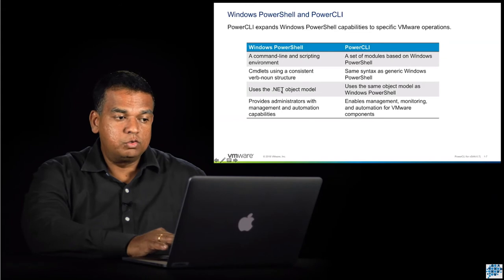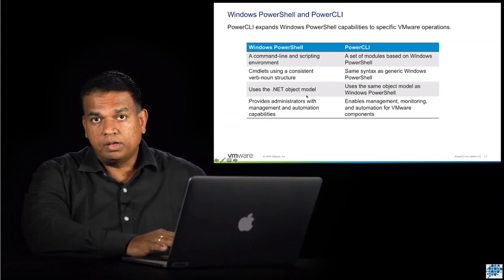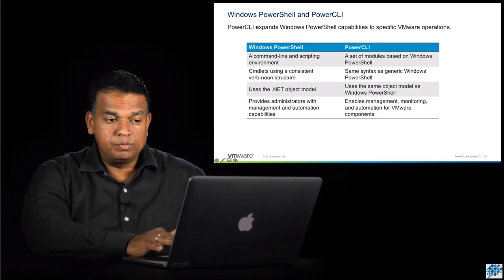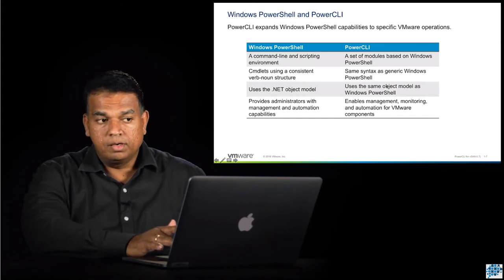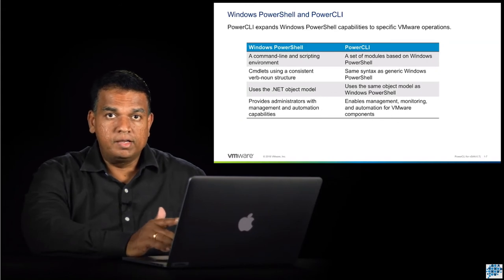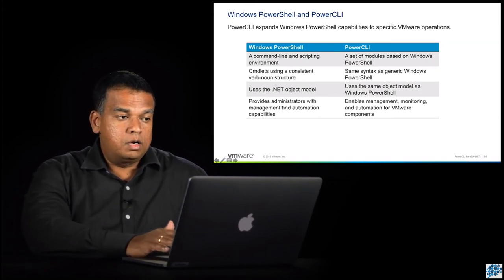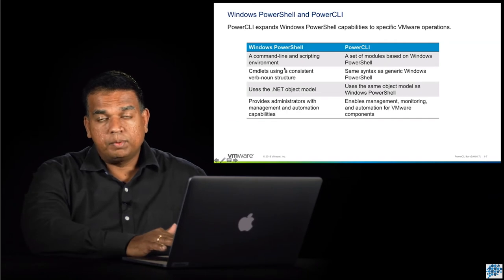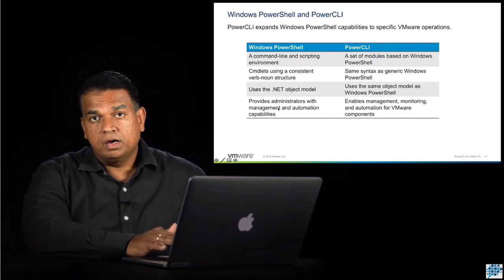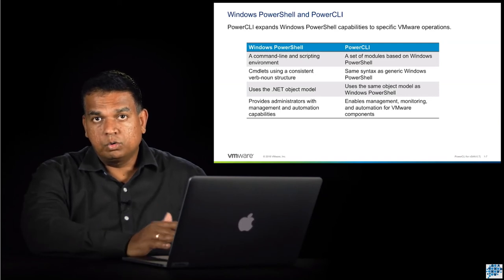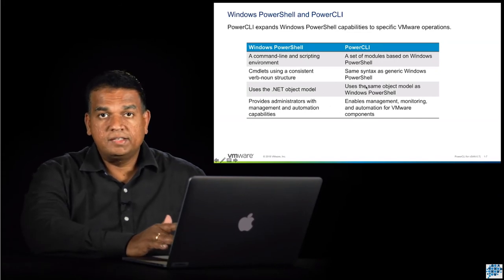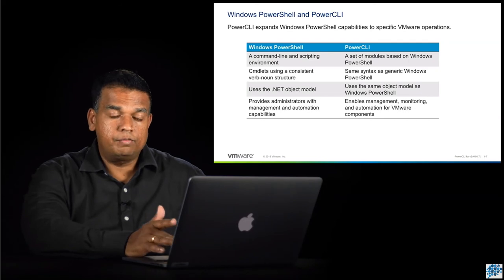Windows PowerShell uses the .NET object model, which is the same thing used by PowerCLI as well, so it uses the same object model in the backend. PowerShell is used by administrators to automate the Windows platform or Microsoft related products, and PowerCLI is used by VMware administrators to automate VMware products.